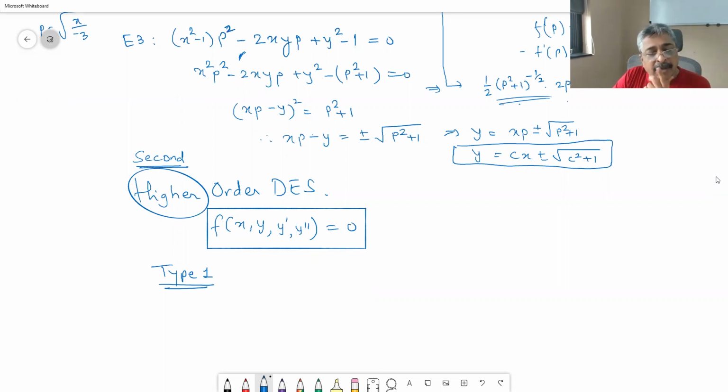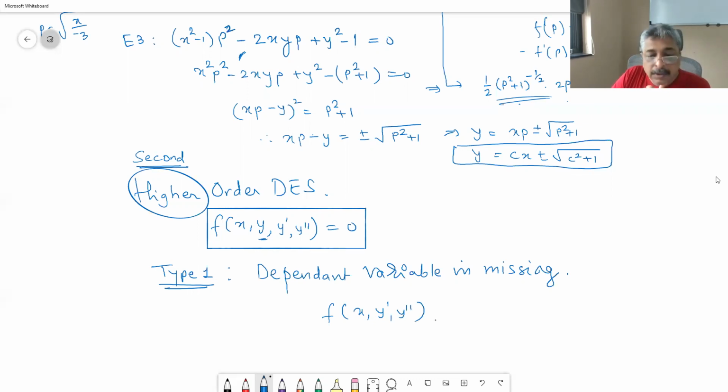Therefore, I have stopped at y double dash. So if it is independent, if it is dependent, if the dependent variable is missing, okay, depending on what you have. Suppose the dependent variable is missing, that means y is missing, and you end up getting a differential equation of this kind, f of x, y dash, y double dash, is equal to 0. Then how are we going to deal with it?